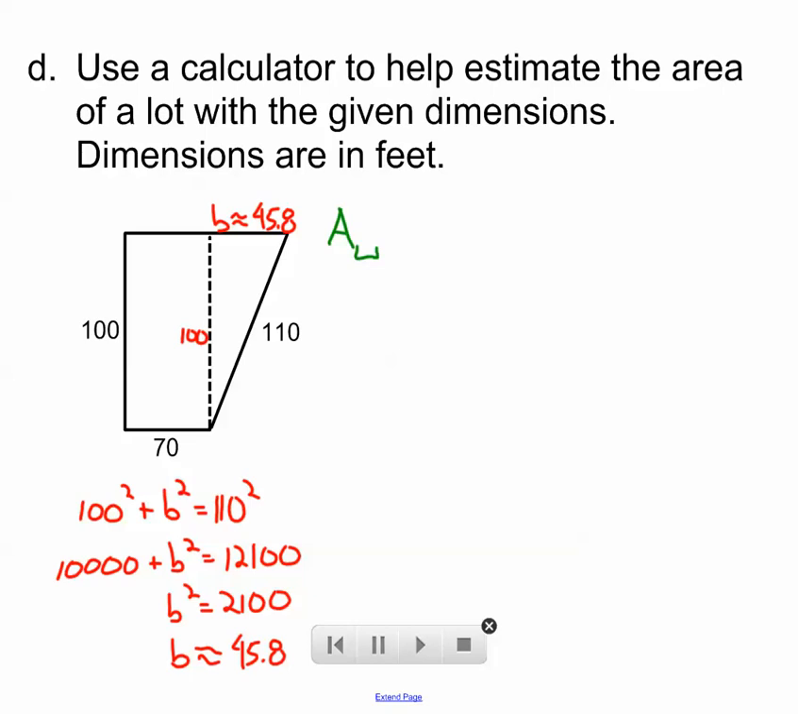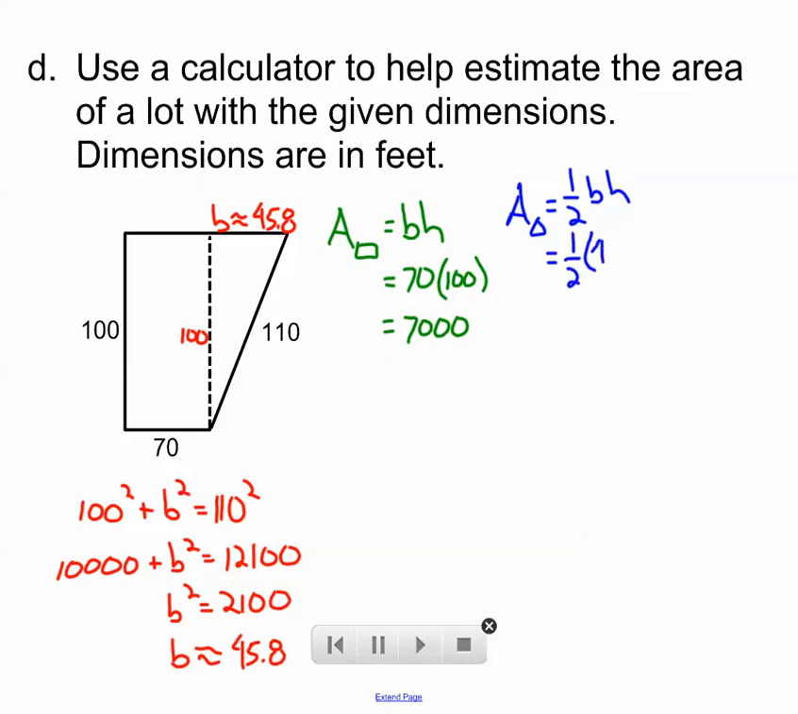So let's do the area of the rectangle, which is base times height. 70 times 100 is 7,000 square feet. The area of the triangle is 1/2 base times height. We just found out the base was 45.8, and we know the height is 100. So 45.8 times 50 is 2,290.